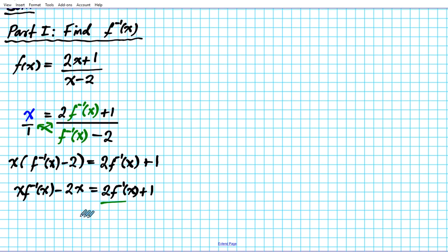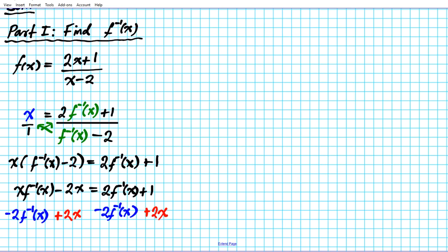So 2f inverse of x and xf inverse of x need to be collected to the left side. To accomplish that, we're going to subtract 2f inverse from both sides of the equation. And then we need negative 2x on the right side of the equation, so we're going to add 2x to both sides of the equation.